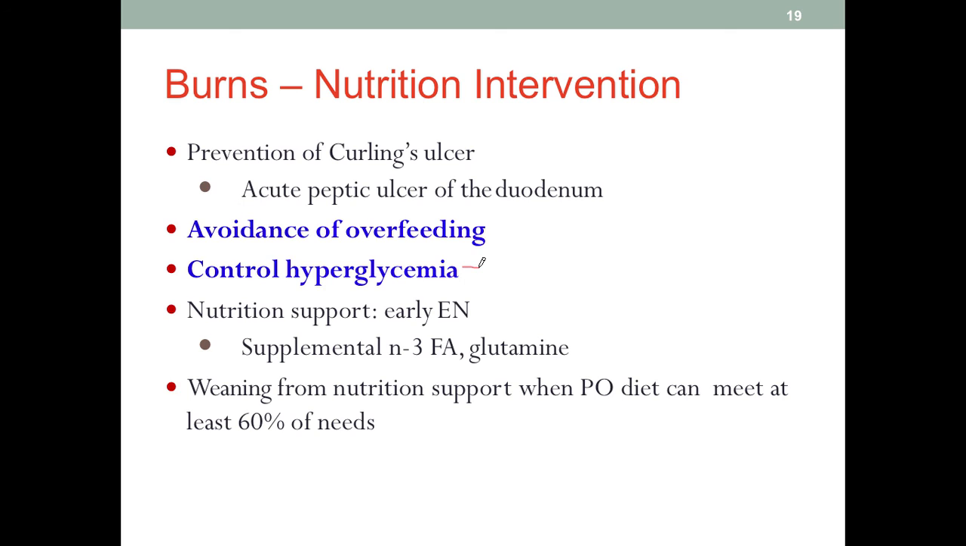If we are using EN, the tube feeding may not be enough to provide an adequate amount of energy and protein, so we could consider a combination of using EN and PN. Then when we resume PO diet as the patient recovers, we will obviously gradually increase the amount of PO diet and at the same time decrease the nutrition delivery through nutrition support, whether that's EN or PN or both. Eventually, when the PO diet can meet at least 60% of the patient's needs, this is the time that we can safely discontinue the nutrition support.